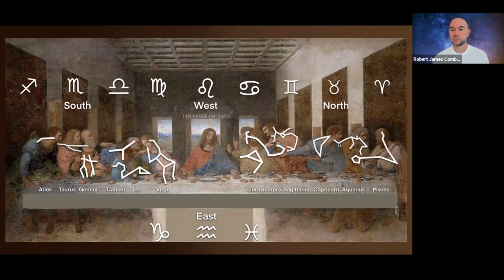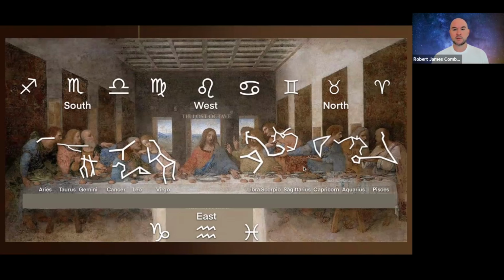Sagittarius, Capricorn, Aquarius, and then Pisces. And if you look right here, he has his two hands out exactly like the two fish. So this is really interesting to see that perhaps Da Vinci was, or pretty much, knowing now that Da Vinci was weaving into the story of the Last Supper all of astrology.